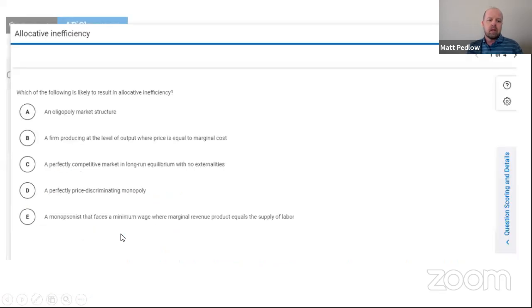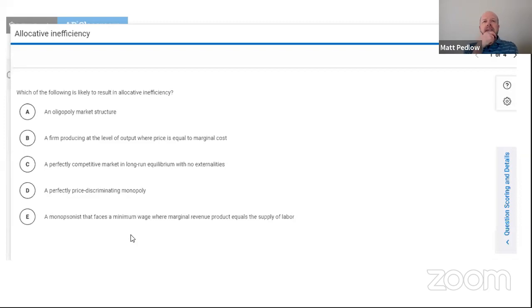All righty. So a couple multiple choice questions. Which of the following is likely to result in allocative inefficiency? So once again, don't get tripped up. When you're reading the free response, 45 minutes long, you have plenty of time to read through these, right? They're asking about inefficiency. So A, oligopoly market structure.